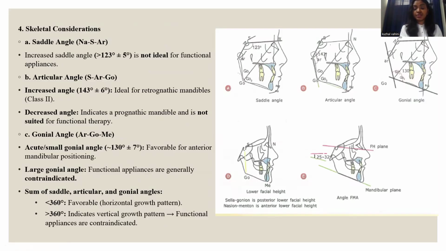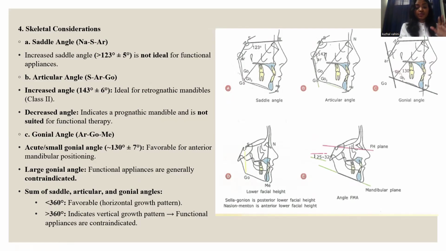Then there are also skeletal considerations, where we look at the saddle, articular, and gonial angle. When the saddle angle is increased, it is not ideal for functional therapy. And the articular angle, when it is increased, is ideal for a retrognathic mandible, that is class 2 cases. When it is decreased, it is not ideal because the mandible is prognathic in such a case. And then the gonial angle: an acute or small gonial angle is favorable for anterior mandibular positioning. Large gonial angles are completely contraindicated.